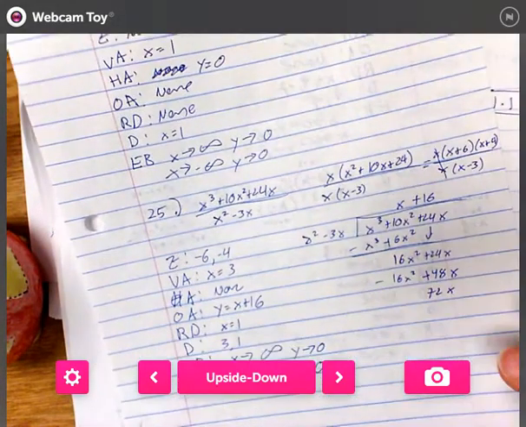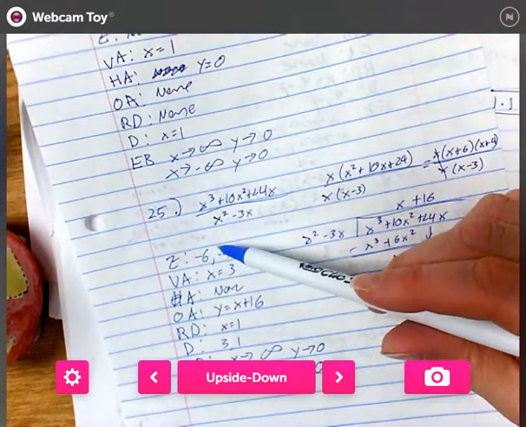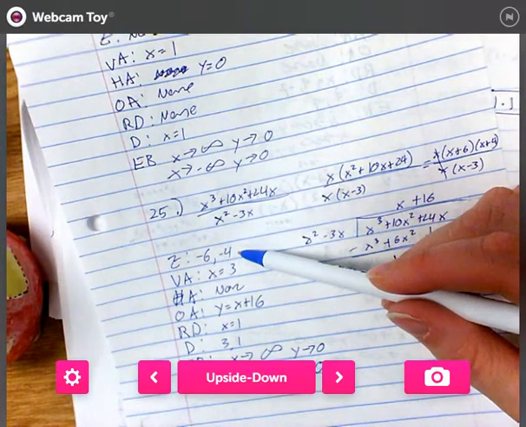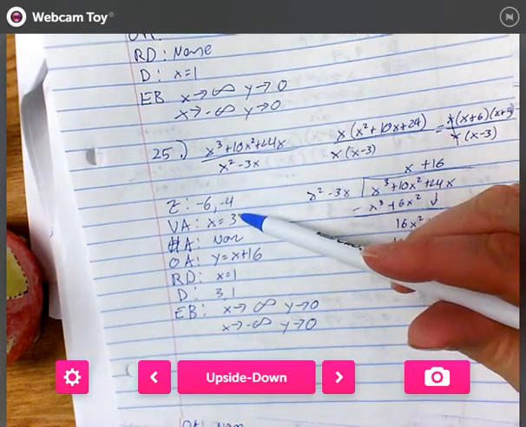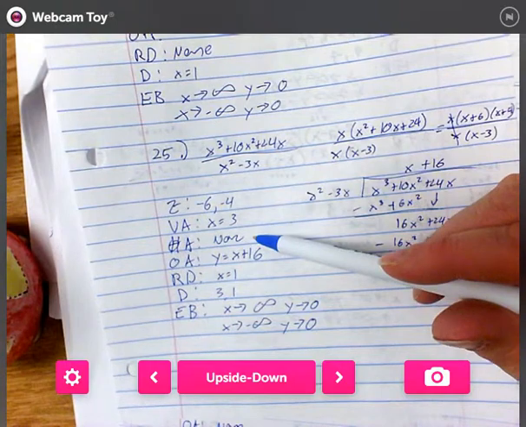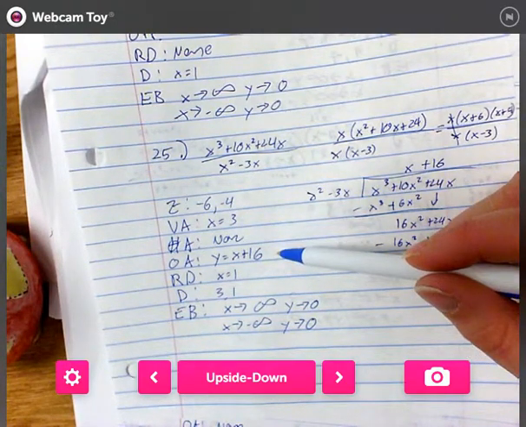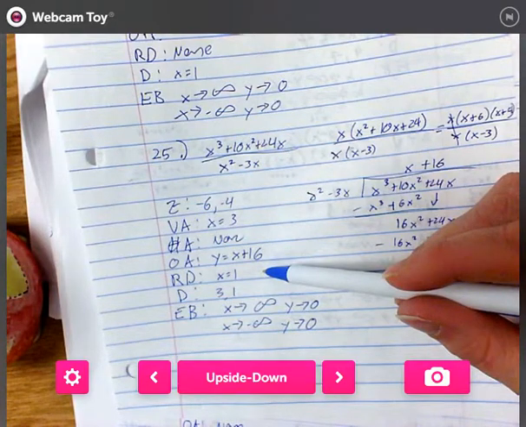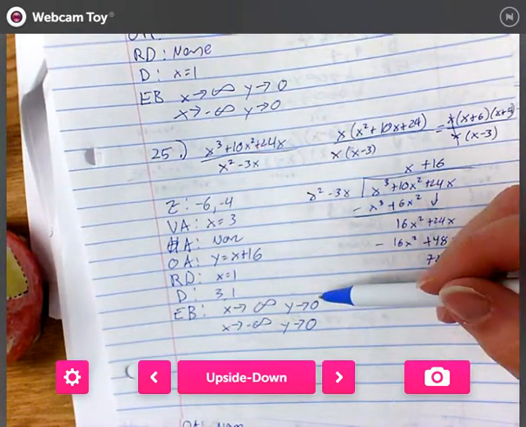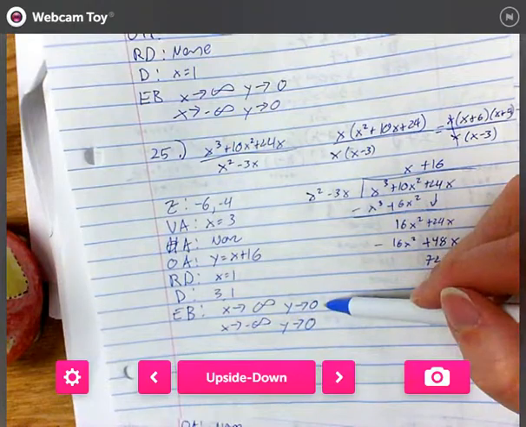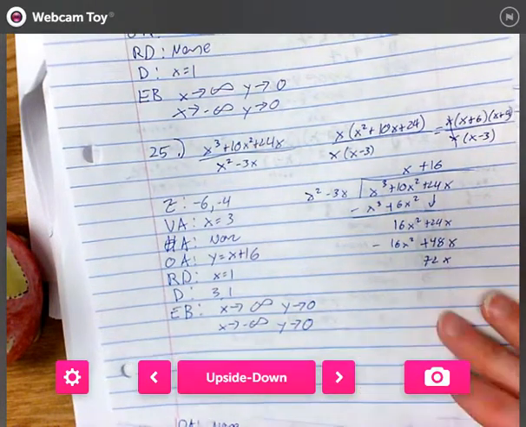Number 25, zeros are negative 6 and negative 4. Y-intercept is x equals 3. Horizontal asymptote, none. Oblique asymptote, y equals x plus 16. Removable discontinuity, x equals 1. Discontinuity, 3 and 1. End behavior is x approaches infinity, y approaches 0. As x approaches negative infinity, y approaches 0.